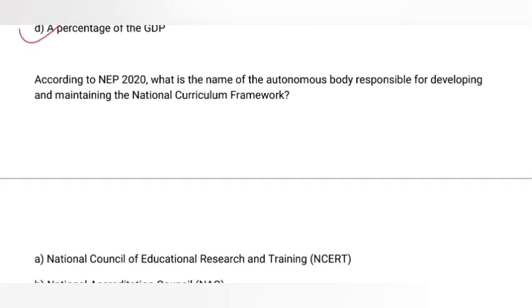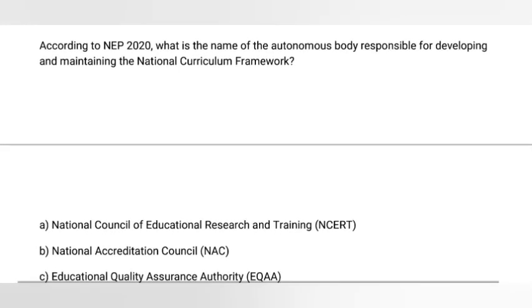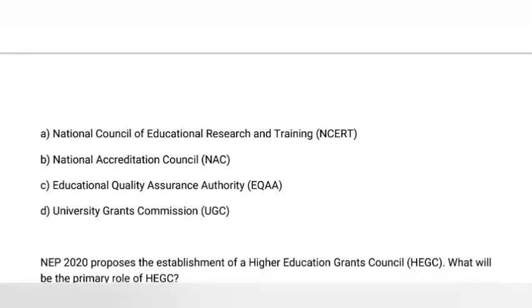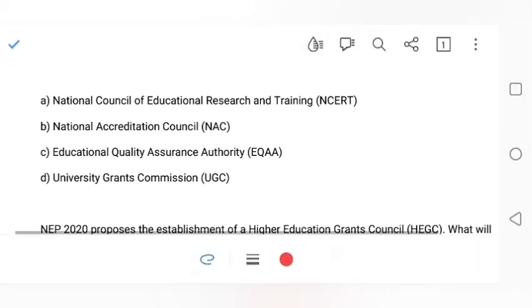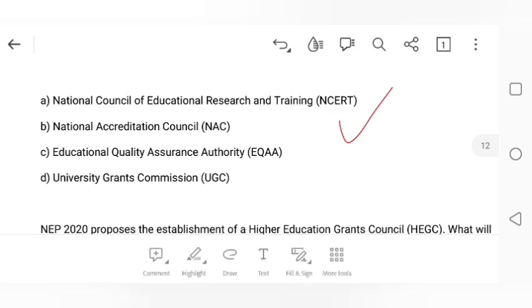Next, according to NEP 2020, what is the name of the autonomous body responsible for developing and maintaining the national curriculum framework? So these are the options. Correct option will be, we all know, National Council of Educational Research and Training, in short NCERT.